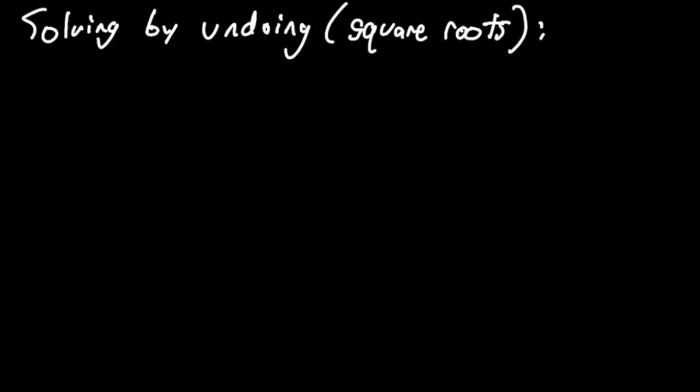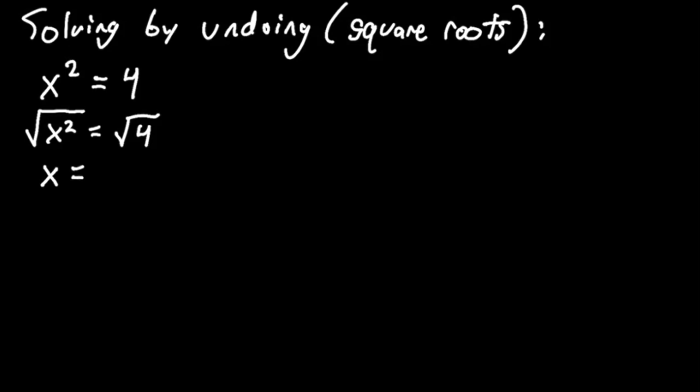Solving by using square roots is something we can do when we have a term squared on one side of the equation. For example, x squared equals 4. If we're trying to solve for x, we can take the square root of both sides. And that's because the square root is a way to undo squared. So when we take the square root of x squared, we end up with x.